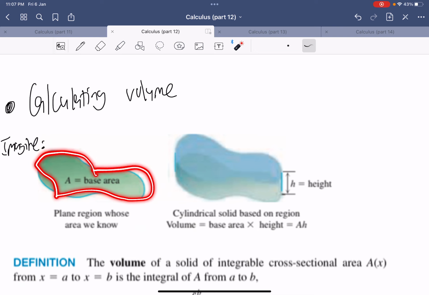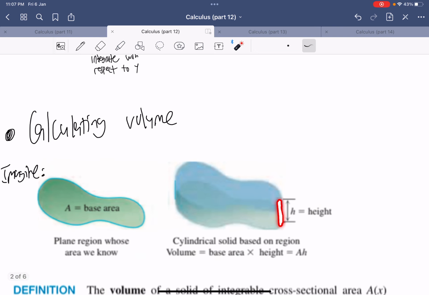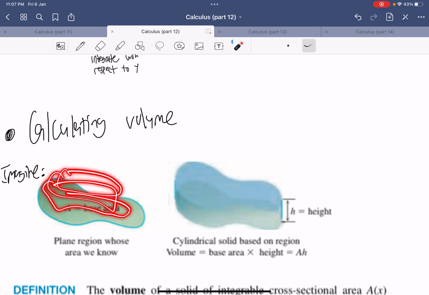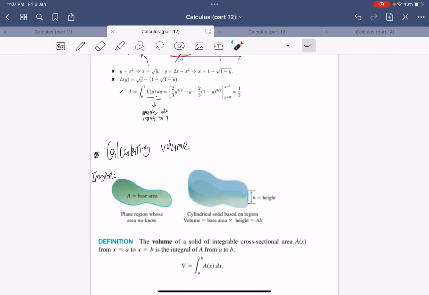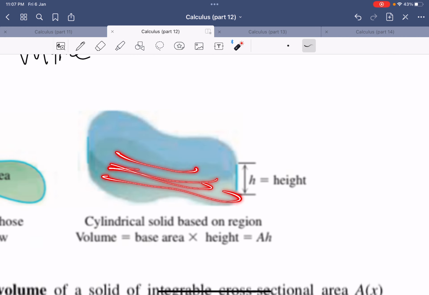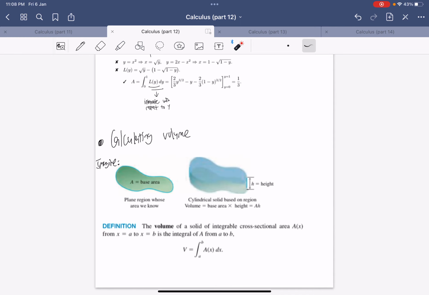You have a base area here like a cylinder, and you keep stacking each of these areas higher and higher, up to height h. So you're basically taking an infinite number of planes, integrating from 0 to h, which are the limits from a to b, and at each height you're taking the area. So the volume is integrating the cross-sectional area function.